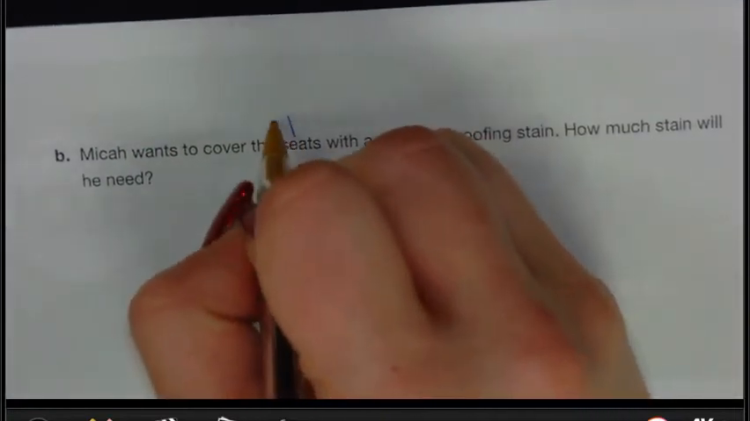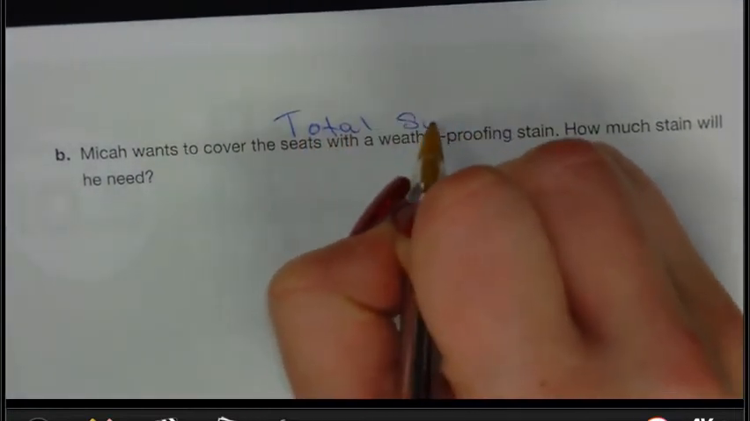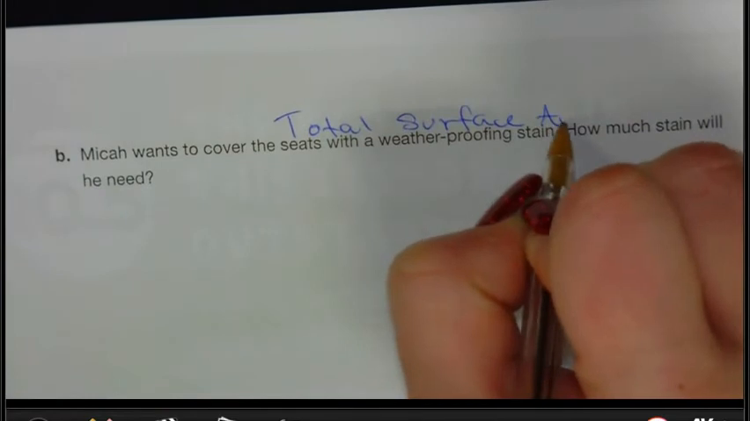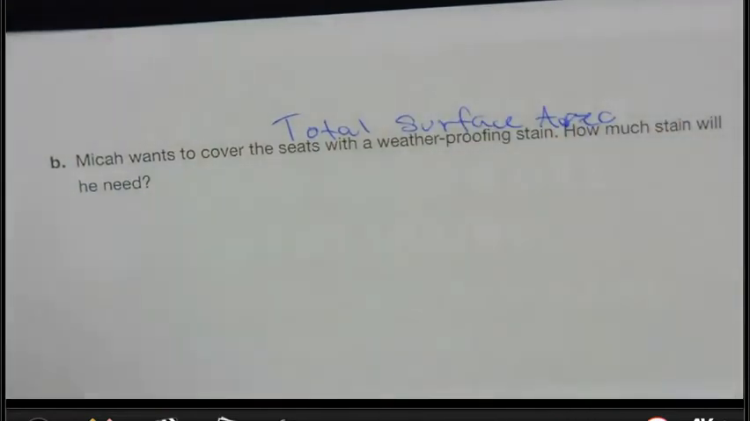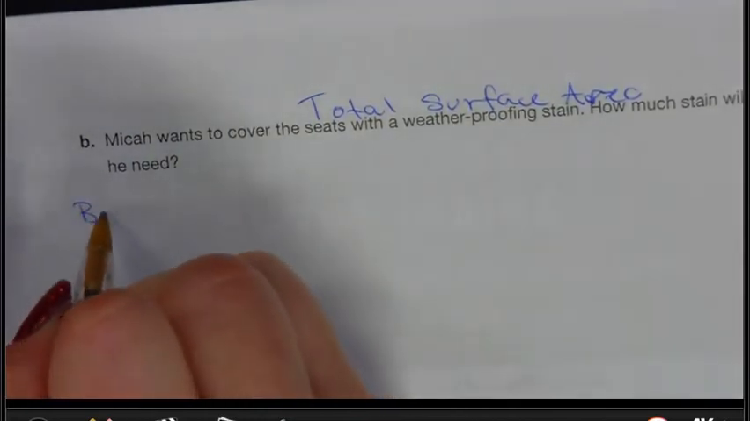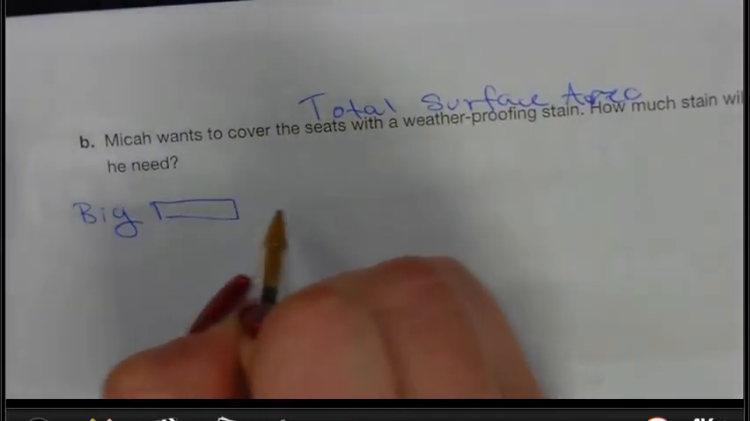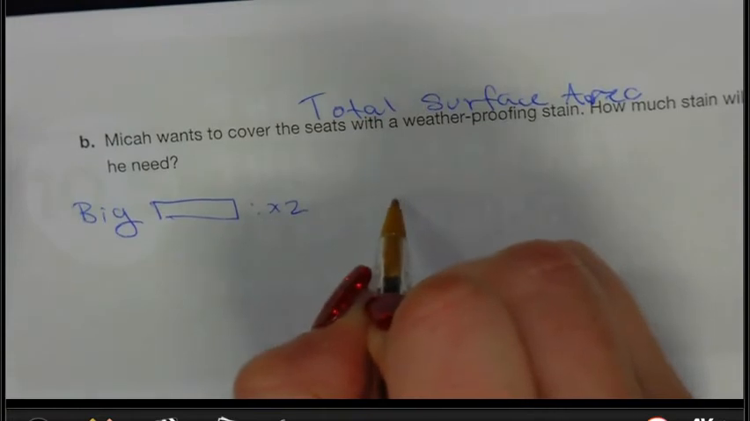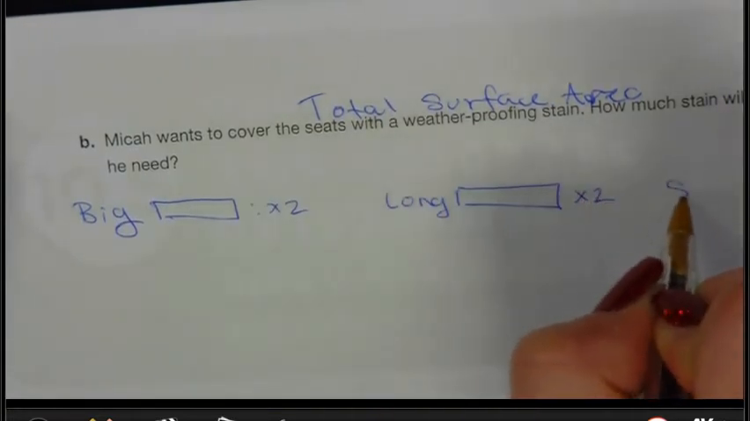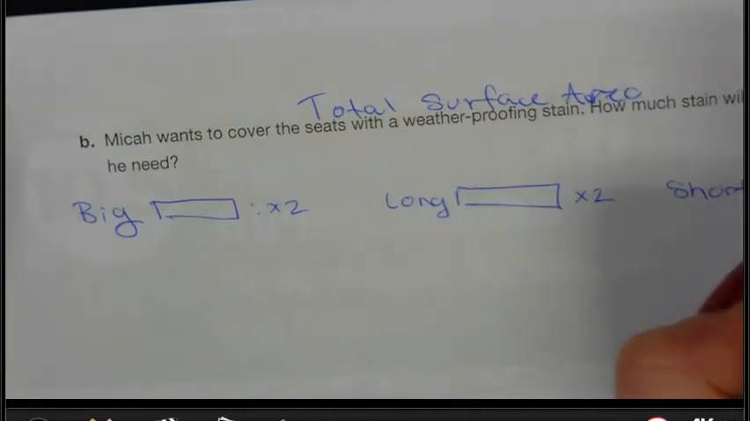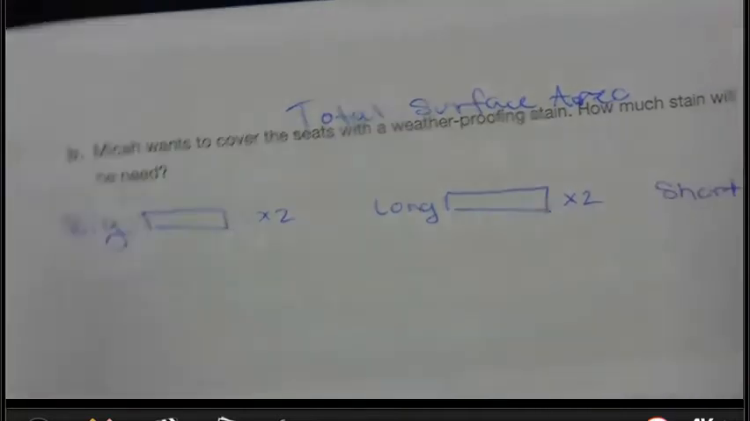So it sounds like I'm going to find the total surface area. The way I'm going to break this up is into 3 different rectangles. I'm going to break it up into my big rectangle, which I'll show you what that means, and I have 2 of them. Then my long rectangle, I'll show you what that means as well, and then my short one. I have 2 of each of these rectangles.